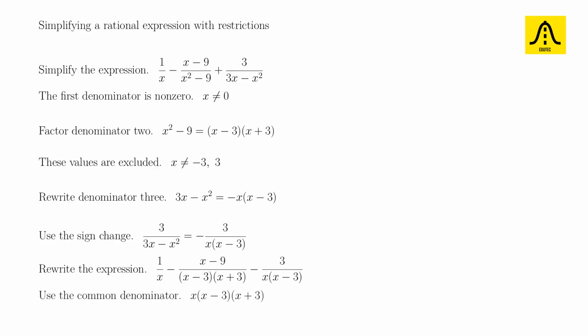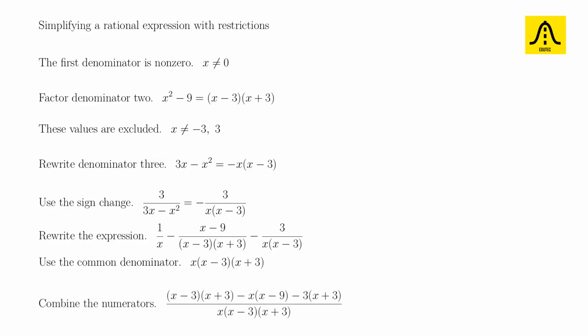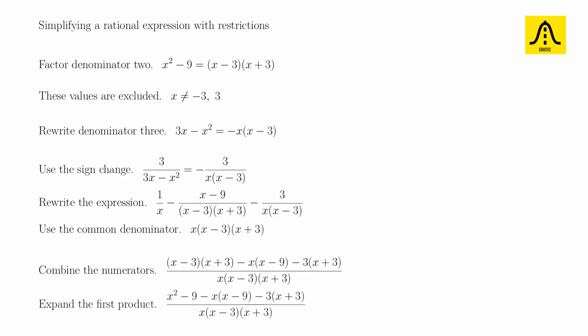The common denominator needs each distinct original factor once. Each numerator is multiplied by the factors missing from its denominator. Start simplifying the numerator by expanding the difference of squares product.